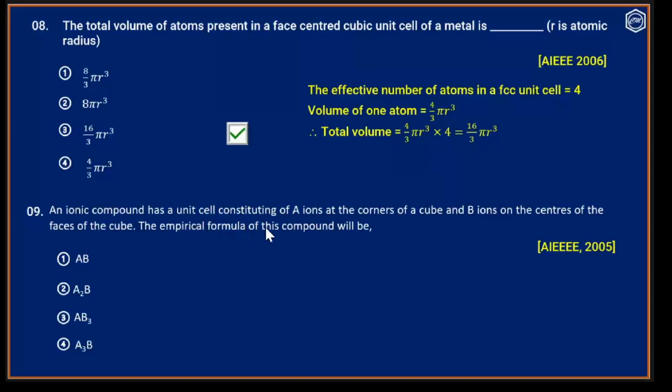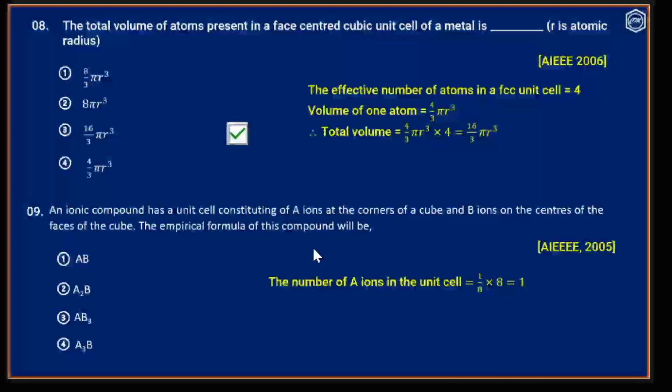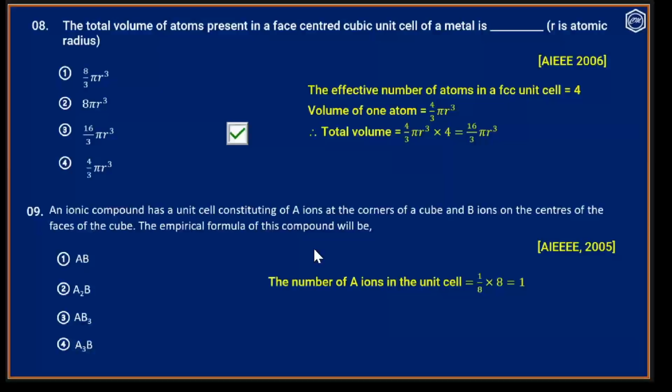The ionic compound has a unit cell consisting of A ions. So A ions occupy the corners. So the number of ions in the unit cell will be 1 by 8 into 8, that is 1. And the B ions are on the centers of the faces of the cube. So there are 6 faces. The number of B ions in the unit cell will be half into 6. An atom in the face will be shared by 2 unit cells. So therefore number of A atoms 1, B atoms 3. So the formula should be AB3.